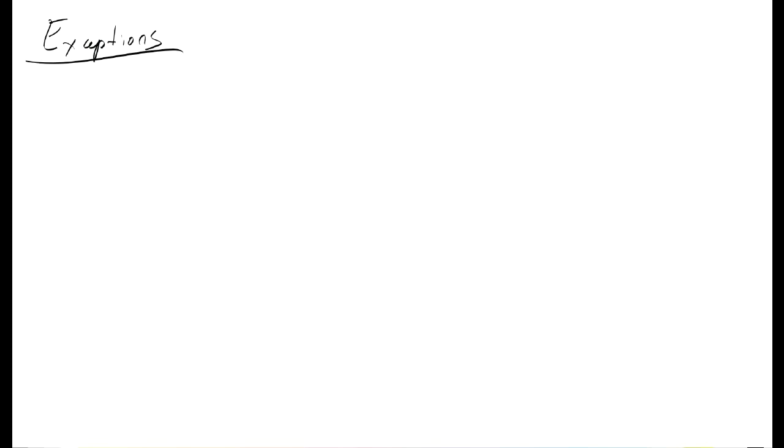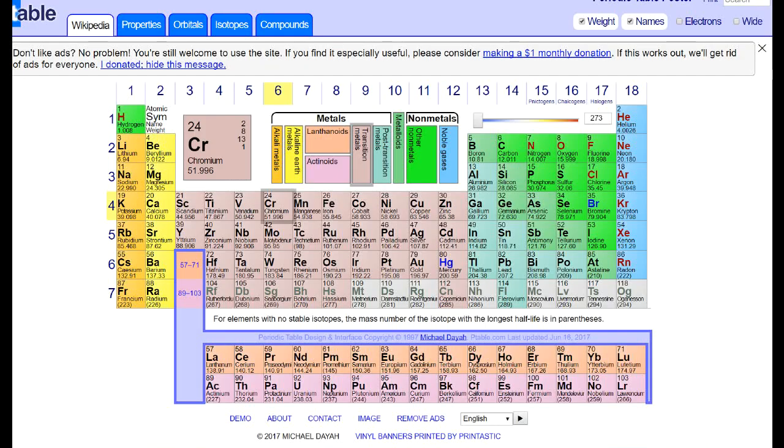Exceptions. There are a few exceptions to the rules for Aufbau, for filling in your orbitals. These are the only exceptions I expect you to know. Now, the rare earth elements, the F block, those are like nothing but exception. I don't expect you to remember those. These I do expect you to remember. They are chromium, copper, and silver. Chromium is right here. It's element 24.